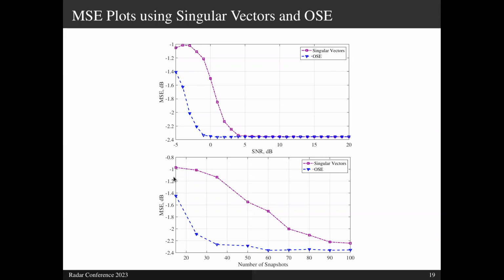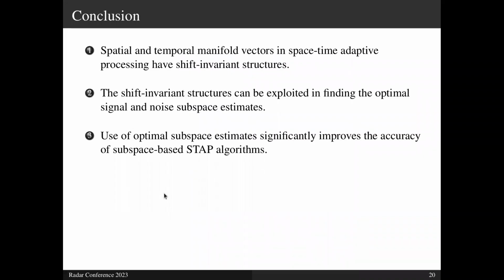So to sum up, spatial and temporal manifold vectors in space-time adaptive processing have shift invariant structures. These shift invariant structures can be exploited in finding the optimal signal and noise subspace estimates. And if we use these optimal subspace estimates, they significantly improve the accuracy of subspace-based space-time adaptive processing algorithms.